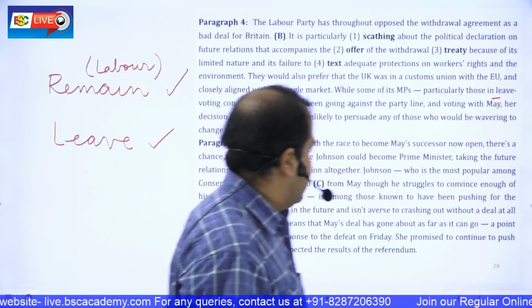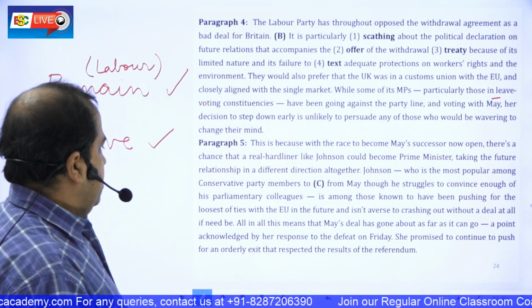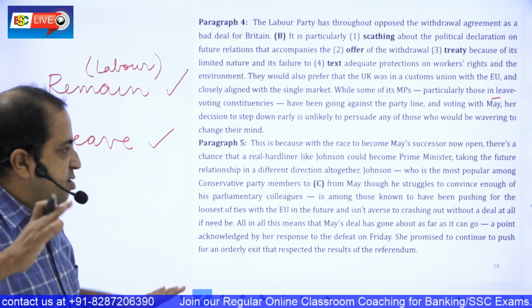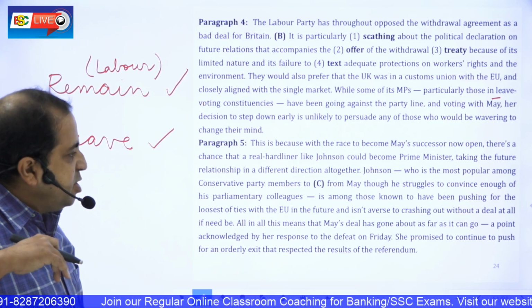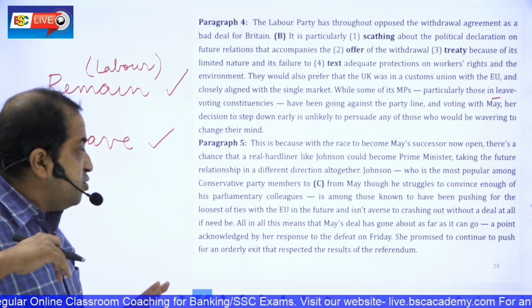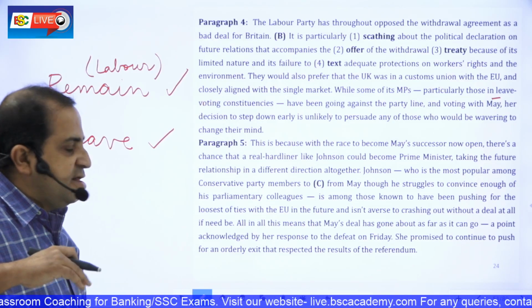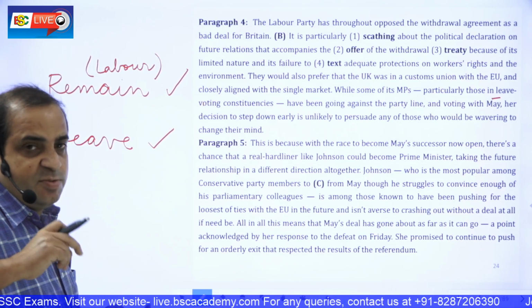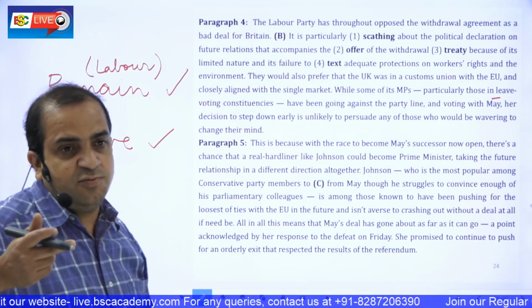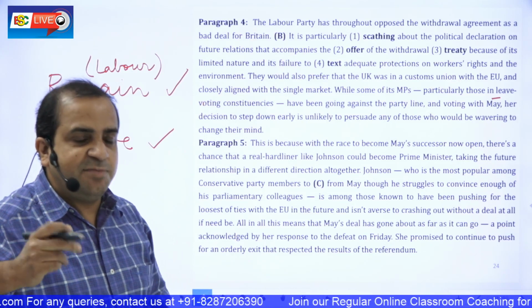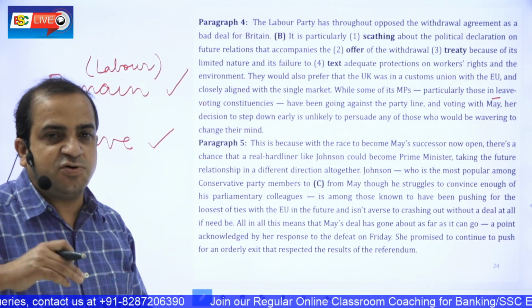She had to resign. So all in all, this means that May's deal has gone about as far as it can go, not beyond this. A point acknowledged by her response to the defeat on Friday. She promised to continue to push for an orderly exit that respected the results of the referendum. Because the real problem, the root cause, lies with the referendum, which says that yes, leave. And that was by a thin margin. And people had not gone into details of what would be the repercussions.